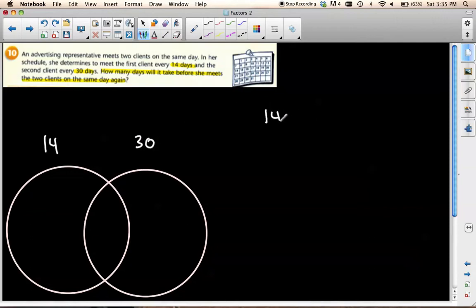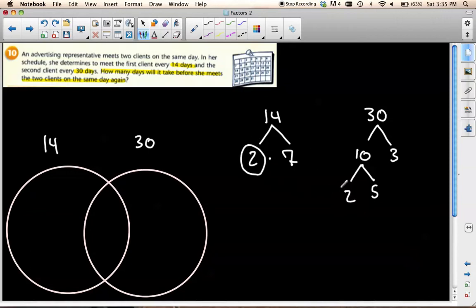So if we take 14 and 30 and we break them up, let's go ahead and break these ones down. If we take 14, it's made up of 2 times 7, and 30 can be made up of 10 and 3, but 10 is not a prime number. We can break that down even more: 2 times 5. So what do these two numbers have in common? Well, they have the 2, and that's pretty much it. They don't have anything else in common. So the greatest common divisor of 14 and 30 is 2.